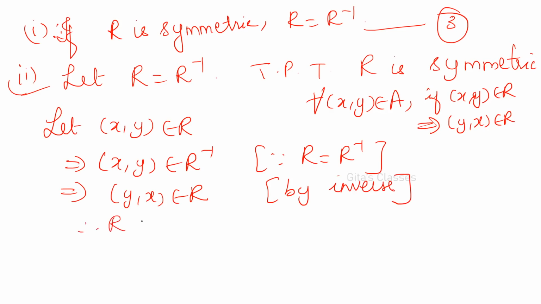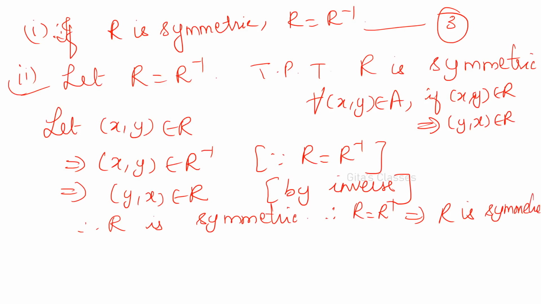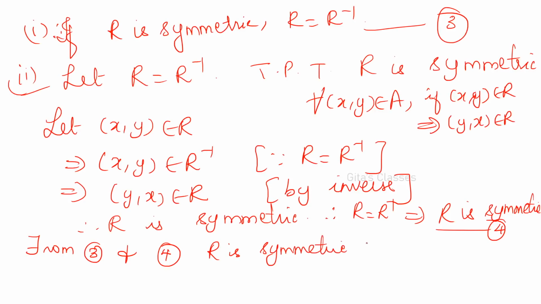Therefore, R is symmetric. Therefore, R is equal to R inverse implies R is symmetric. This is equation number 4. So, from 3 and 4, R is symmetric if and only if R is equal to R inverse. Right? So, hence proved.